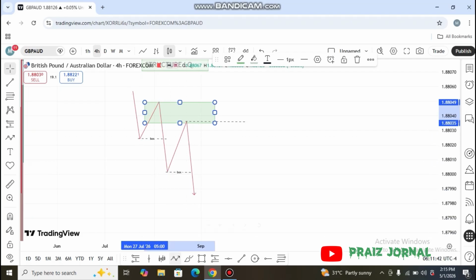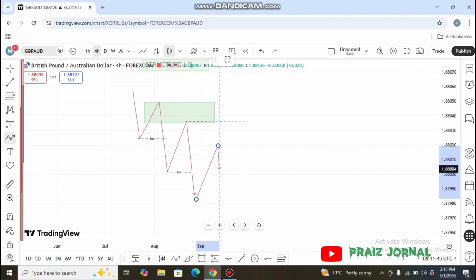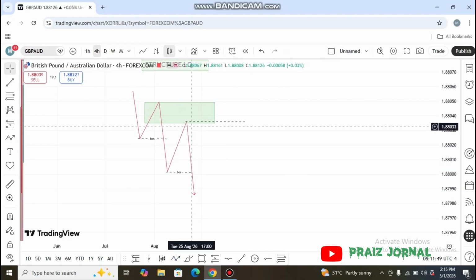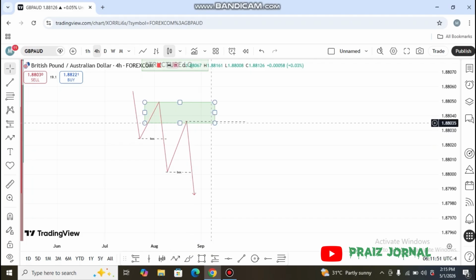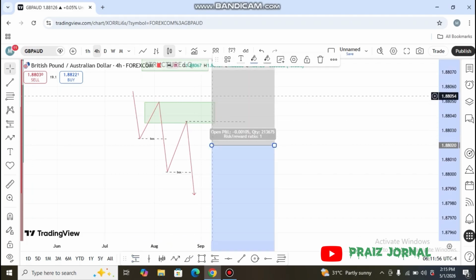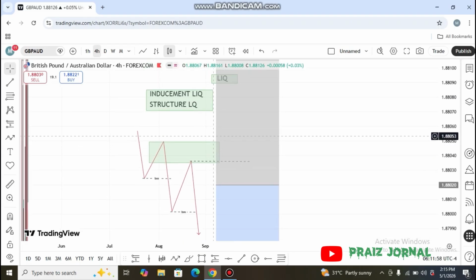So we are expecting what? A lower high and a lower low. Because of that, a lot of liquidity will be above this high. A lot of liquidity, so many stop losses. People will be selling, and where will their stop loss be?